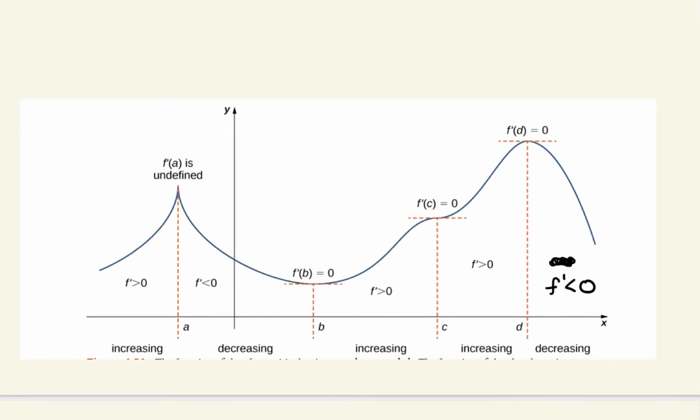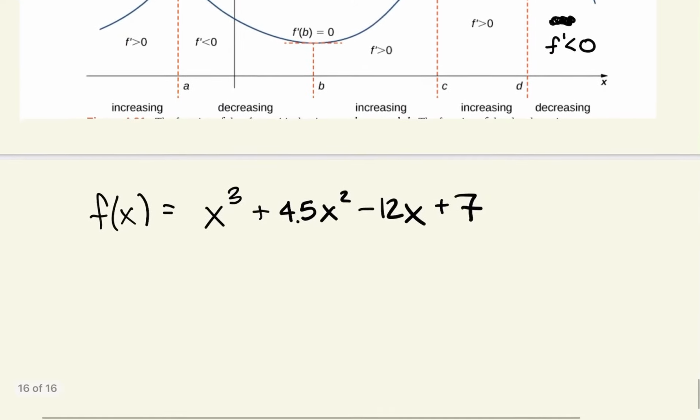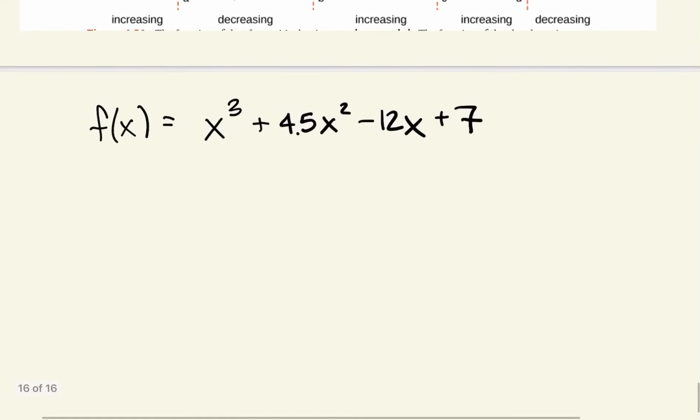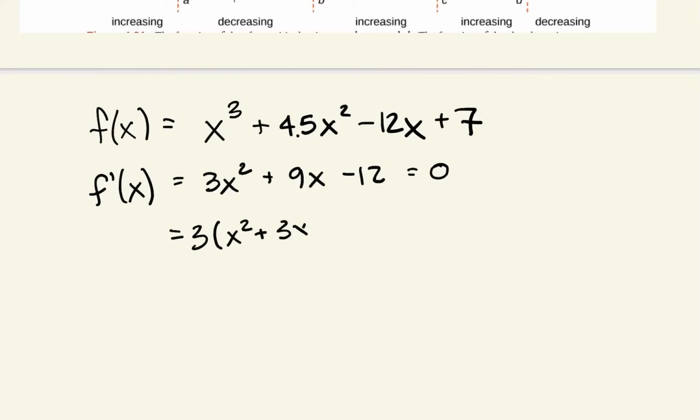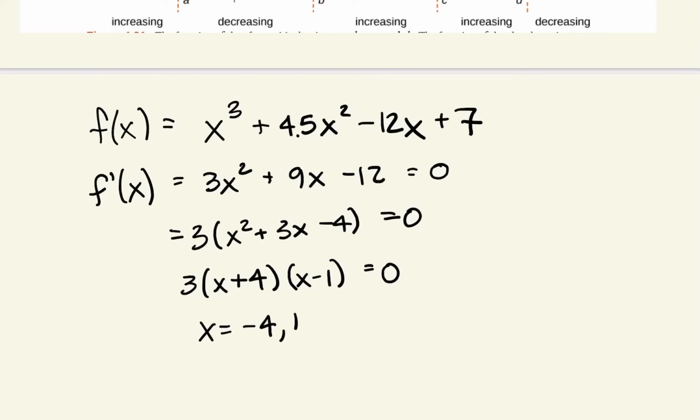Okay, what about if we're just given an equation for the function and not a picture of it? So what we can do is take our first derivative. In this case, that will be 3x squared plus 9x minus 12. And go ahead and find our critical values. So we'll think about setting this equal to 0 and solving for x. What we get is 3 times (x plus 4)(x minus 1). So we get two critical points: x is -4 and x is 1.